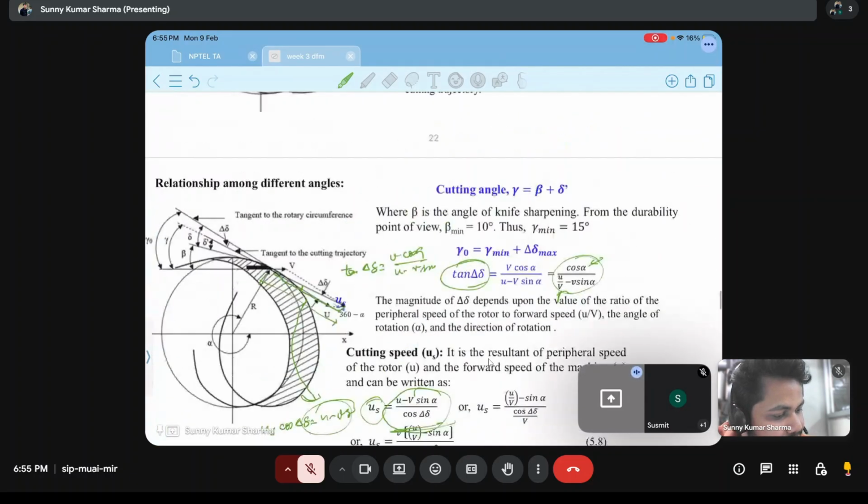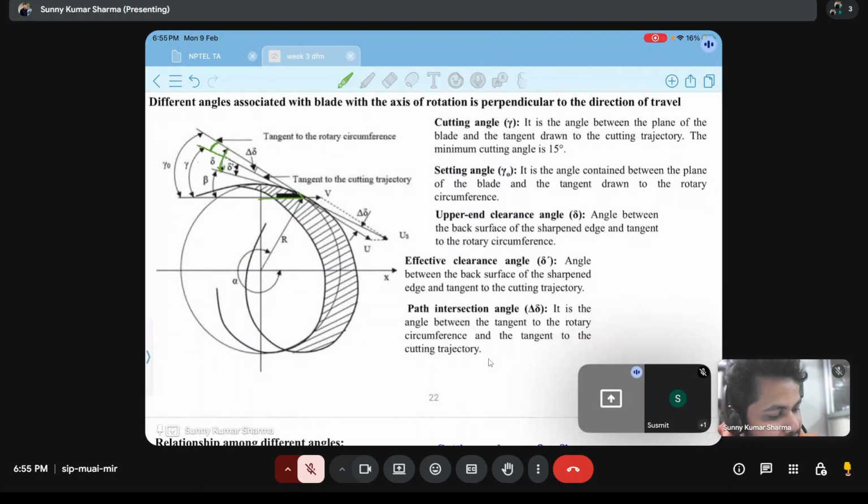We have seen that this delta, which is making with the cutting trajectory, is the cutting angle. Setting angle is this one which the rotary tangent is making with the plane of blade, and upper end clearance is the angle which the sharpened edge of the blade is making with the cutting trajectory. Effective clearance angle is this one, which is associated with blade only, and path intersection angle is the angle between these two tangents only.